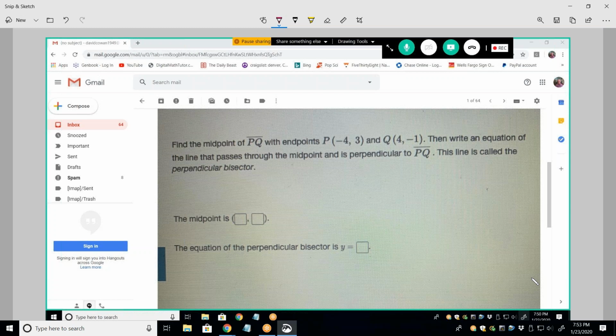All right. So first of all, we want something that's perpendicular to PQ. So what do we need to figure? In order to figure out what the slope of the perpendicular line is, what do we need? We need the slope of PQ, right? Yeah. Okay. What's the slope of PQ? We'll write it like that. Rise over run. What's the rise?